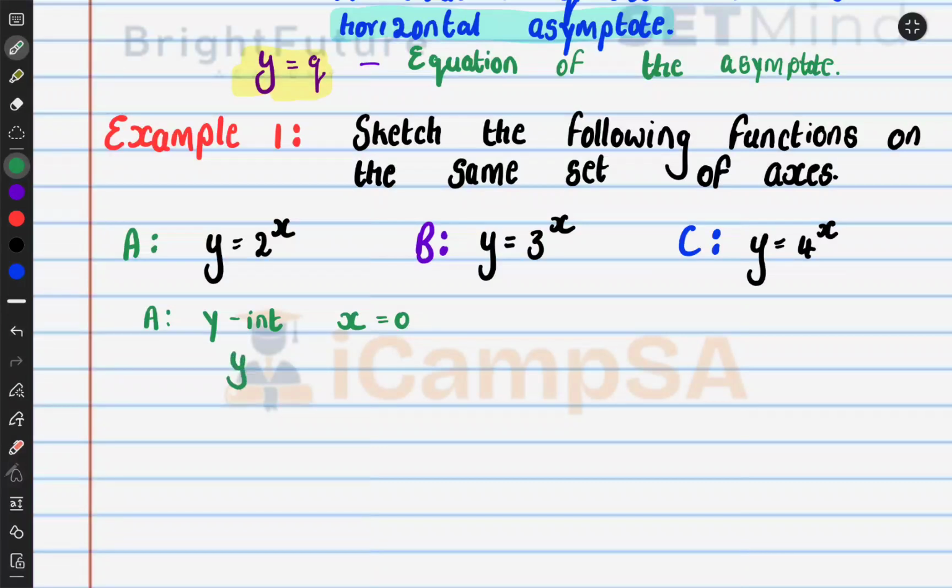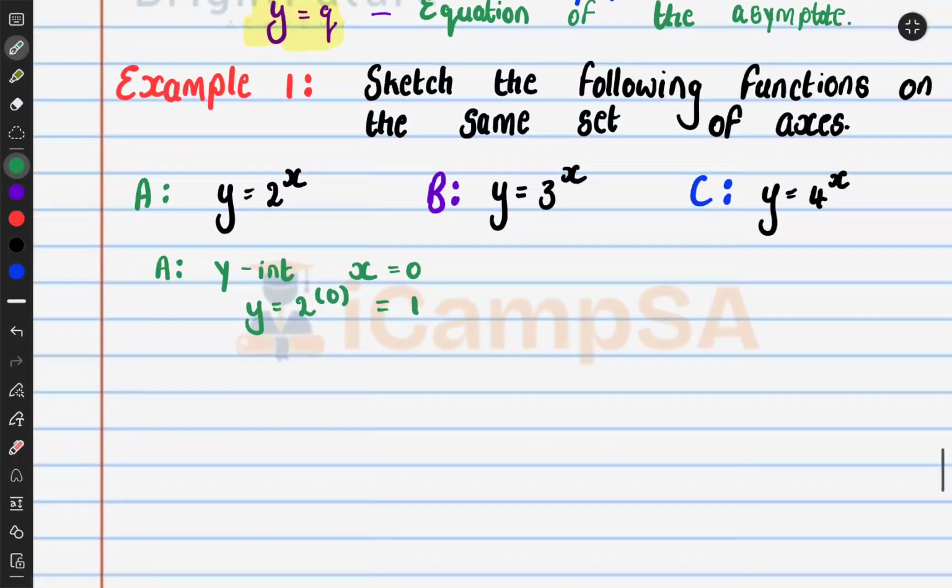Therefore we're going to have y is equal to 2 to the power of 0. This will be equal to 1. Then we can simply find another point that lies on the graph, and we can sketch the graph with just those 2 points, because we can see here that we don't have asymptotes, we don't have the values of q.